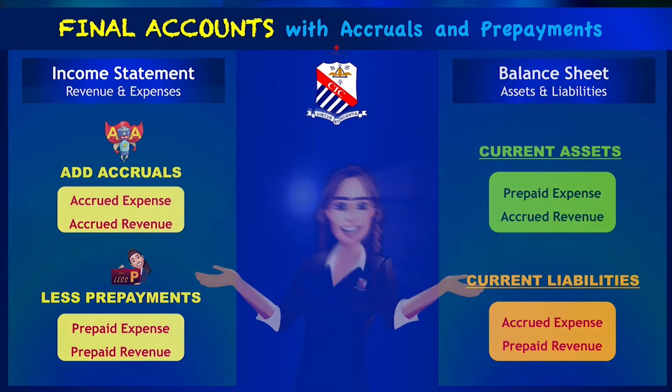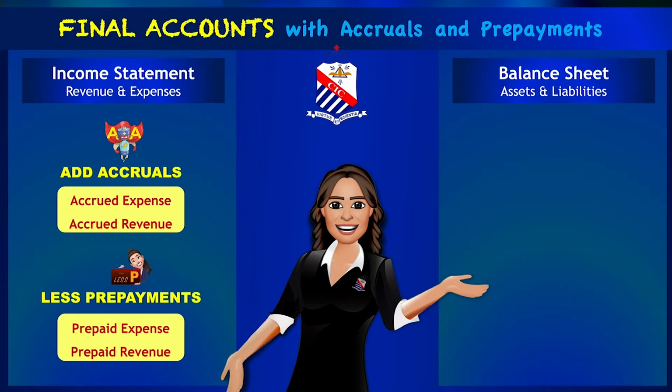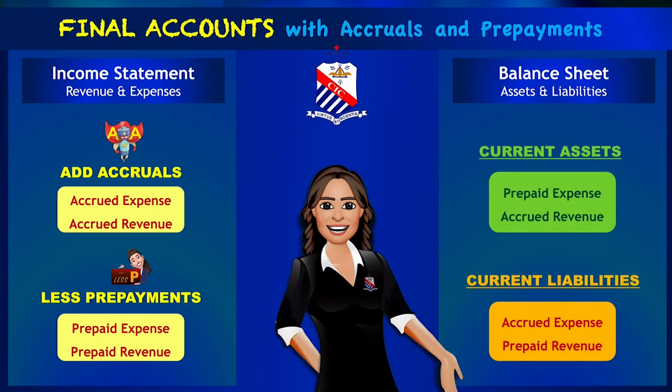For the income statement, focus on AA and less P in the profit and loss section. AA being add accruals and less P being less prepayments. For the balance sheet, focus on identifying and recording the relevant accruals and prepayments under current assets and current liabilities.